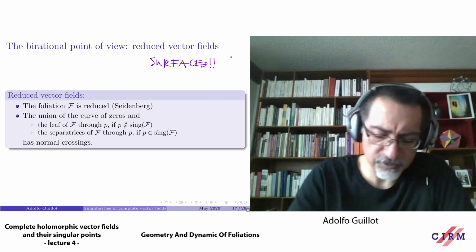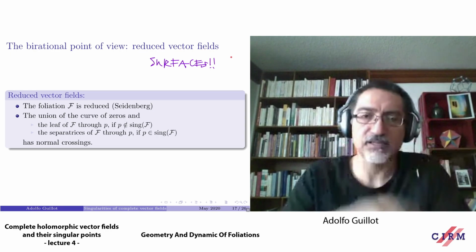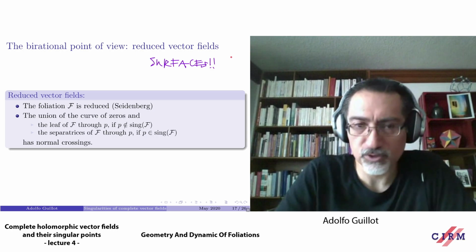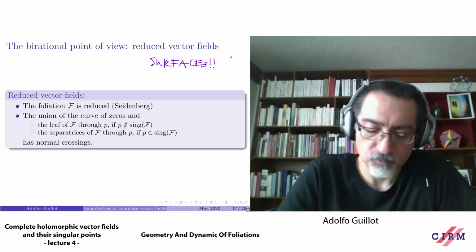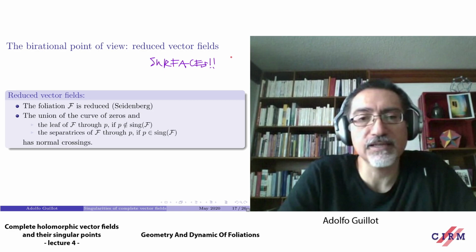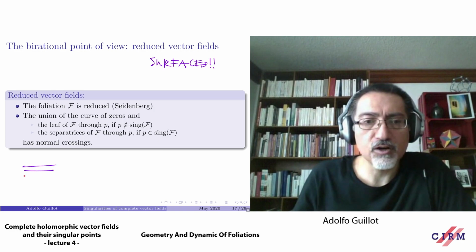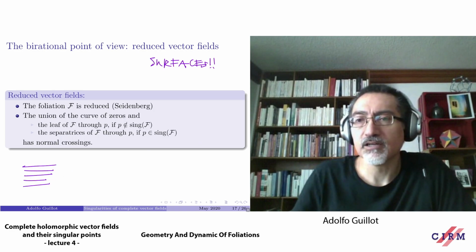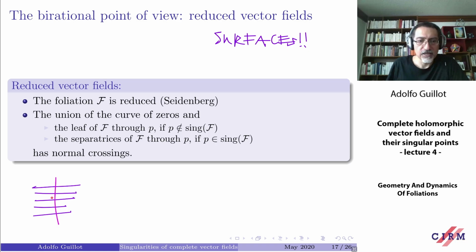These sorts of things have been considered by many authors. Cano and Cerveau have talked about this compatibility between foliations and divisors in the resolution of singularities. I will give you one definition that works well. One possible way of saying that the curve of zeros is adapted to the foliation is saying that when you consider a non-singular point of the foliation, then your curve of zeros should be transverse to it. So that at this point, the union of the curve of zeros and the separatrix is a normal crossing.